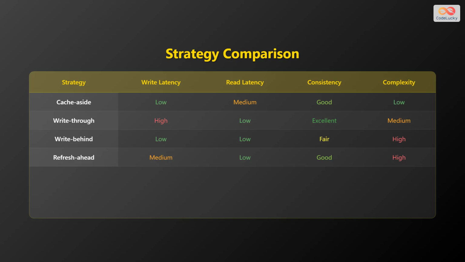Now let's compare these strategies across key metrics. The cache-aside strategy offers low write latency, medium read latency, good consistency, and low complexity. The write-through strategy has high write latency, low read latency, excellent consistency, and medium complexity. The write behind strategy provides low write latency, low read latency, fair consistency, and high complexity. Finally, the refresh ahead strategy has medium write latency, low read latency, good consistency, and high complexity.